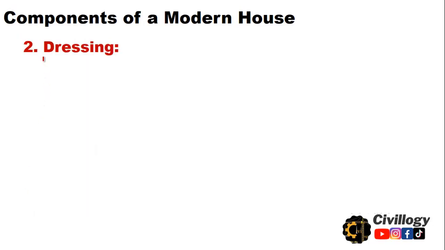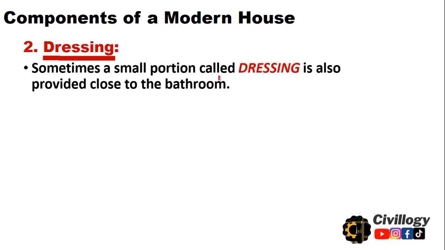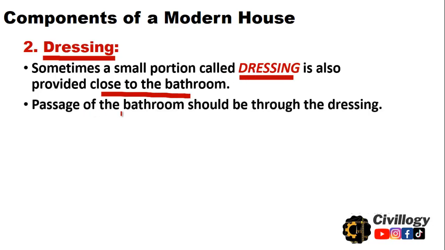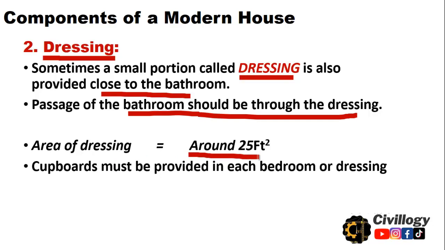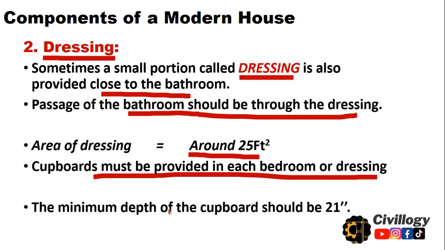The second component of modern house is dressing. Sometimes a small portion called dressing is also provided close to the bathroom, and passage of the bathroom should be through the dressing. And the area of a dressing should be equal to around 25 square feet, and cupboards must be provided in each bedroom or dressing. The minimum depth of the cupboard should be equal to 21 inches.